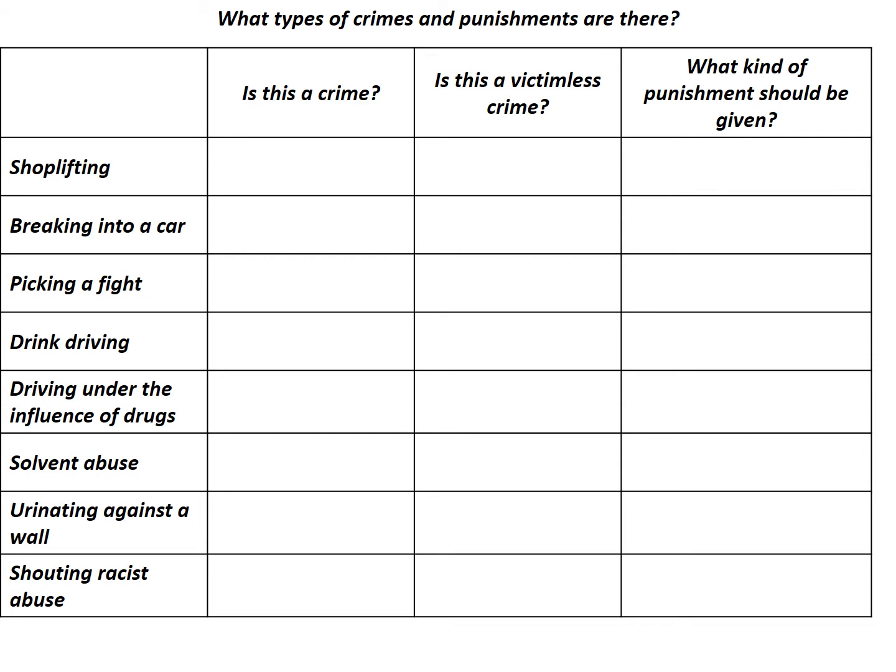And then the last column, what kind of punishment should be given? That's up to you what kind of punishment you think should be given. If you use the slide from two slides ago where I discussed some of the punishments that can be given, like fines, prison, community service, etc., you can decide what kind of punishment you would like to put in that column. So pause the video at this point, draw the table and then try and fill it out.